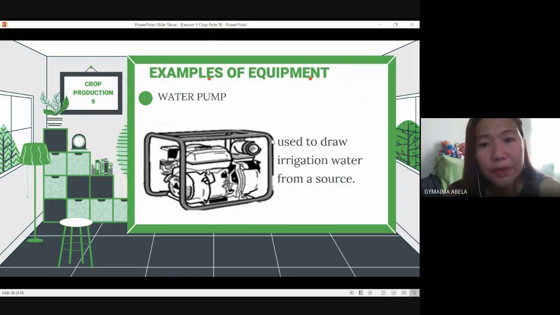The water pump is used to draw irrigation water from the source. So if the source of water is far from your farm, or in the lower area of your farm, or the source is deep, you can use the water pump to draw the water from the source to your farm or to your field.